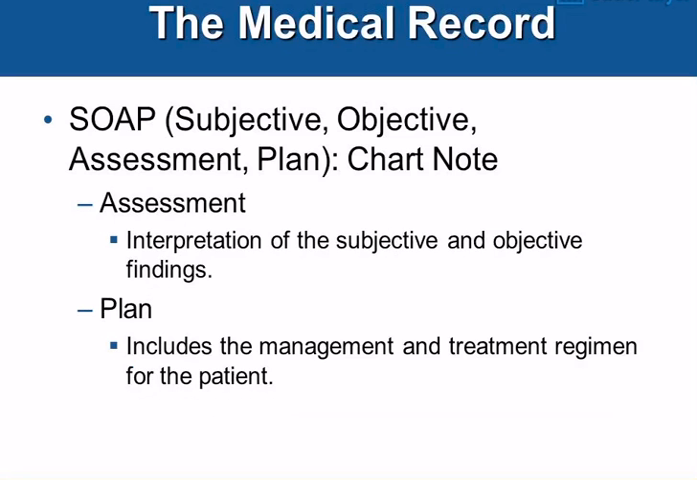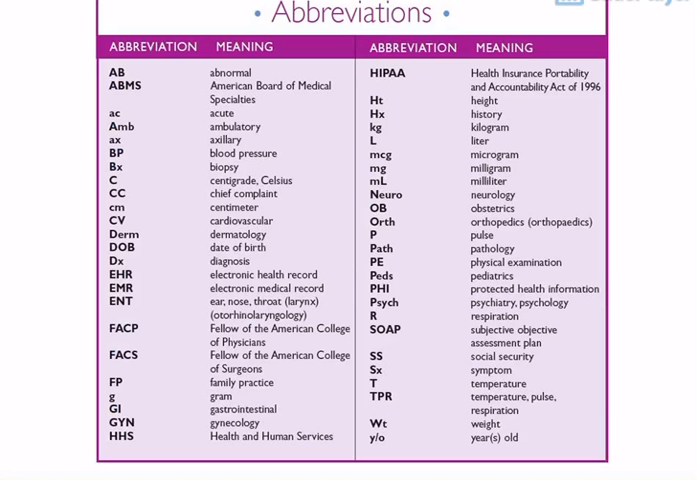72. The medical record. SOAP: subjective, objective, assessment, plan, chart note. Assessment: interpretation of the subjective and objective findings. Plan: includes the management and treatment regimen for the patient. 73. Abbreviations. 74.